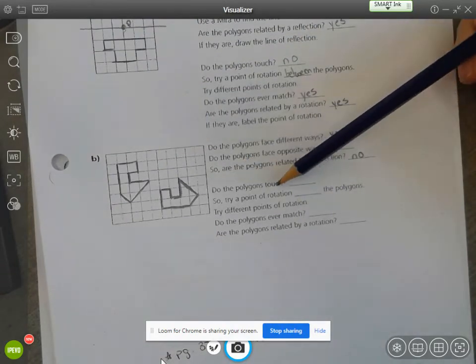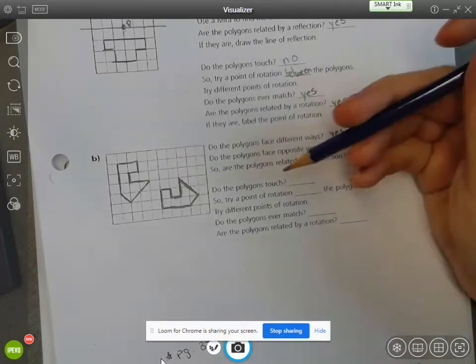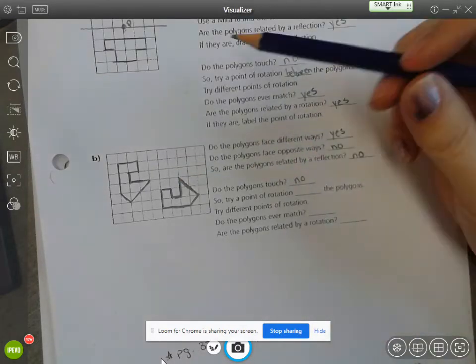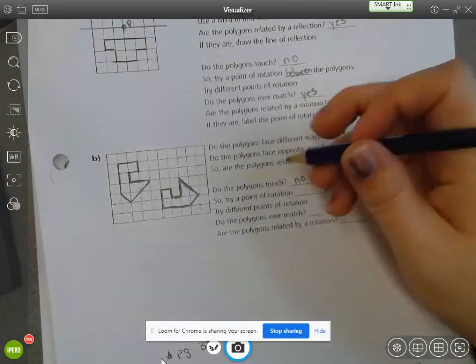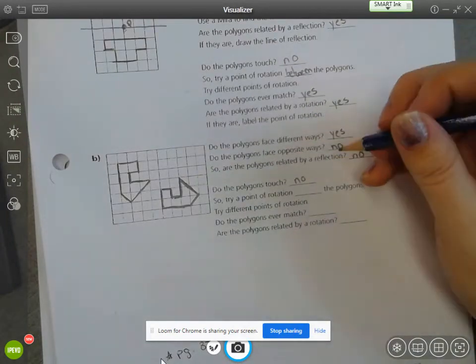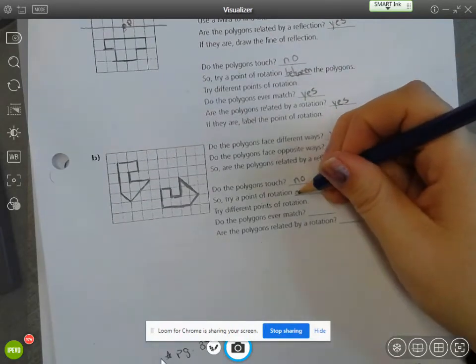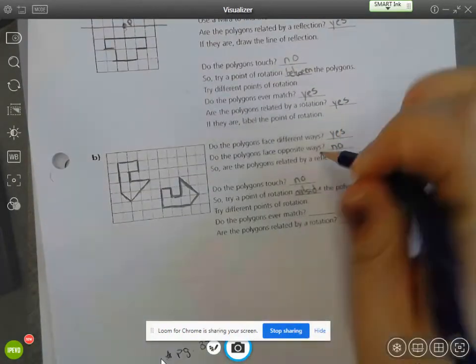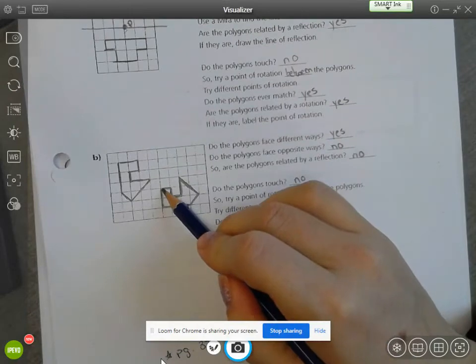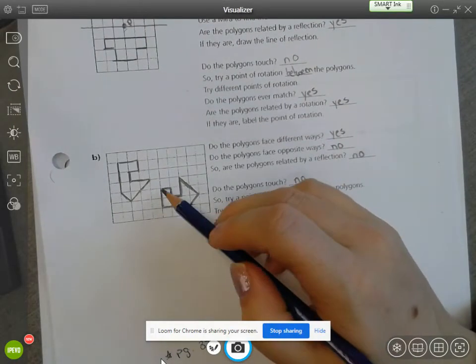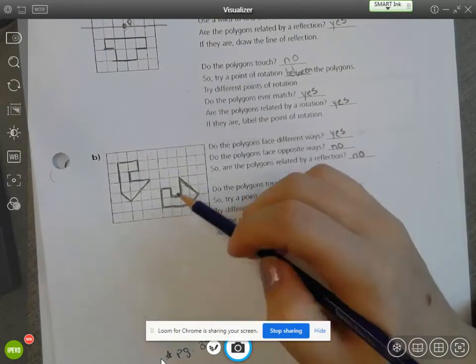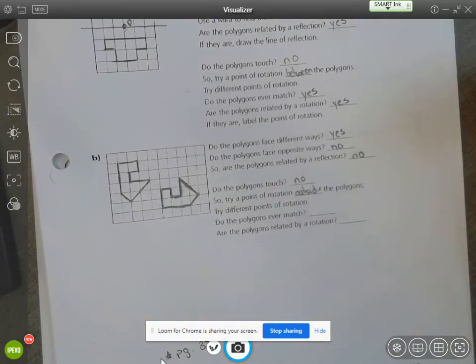Do the polygons touch? No, they are not touching each other. So you're not finding a point on them. I'm going to try a point of rotation outside the polygons. Okay, so it wouldn't make sense to try and turn it around this point because it's never going to match up, because this one is not touching that point. So I'm going to need to pick a point outside of the polygons.